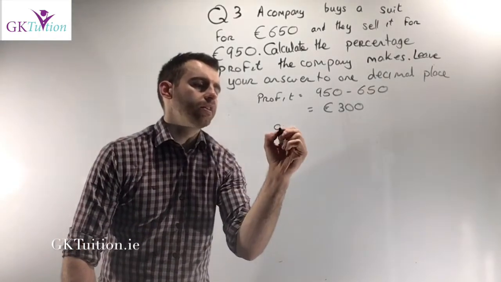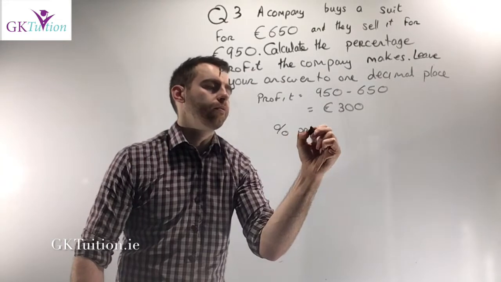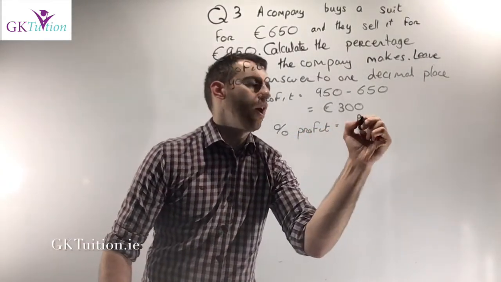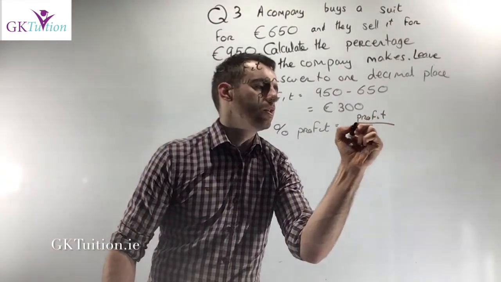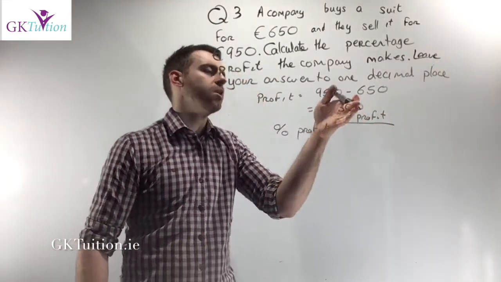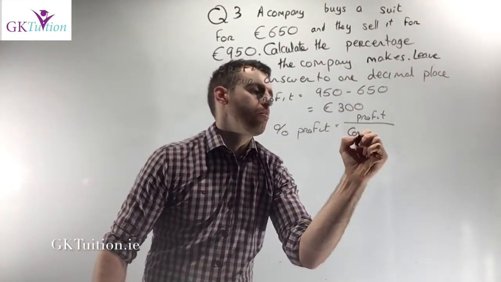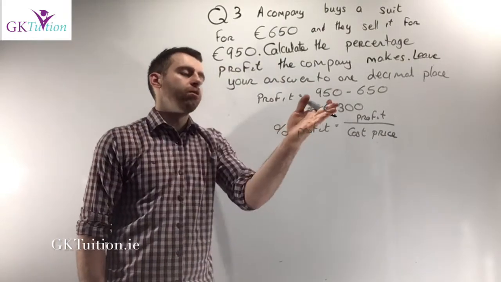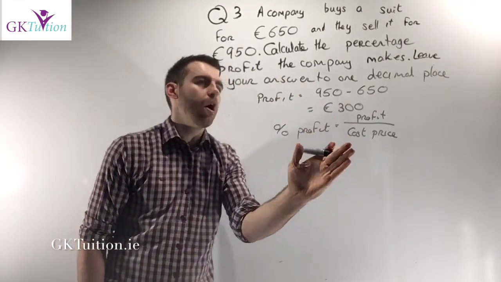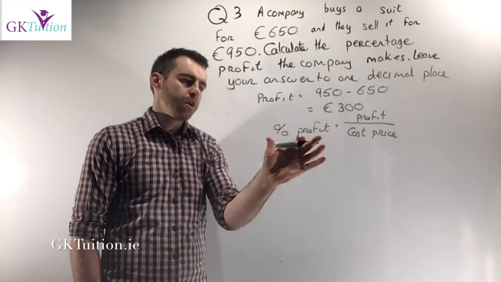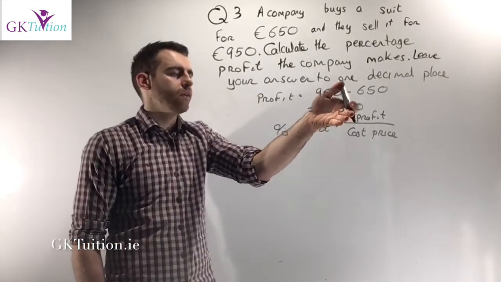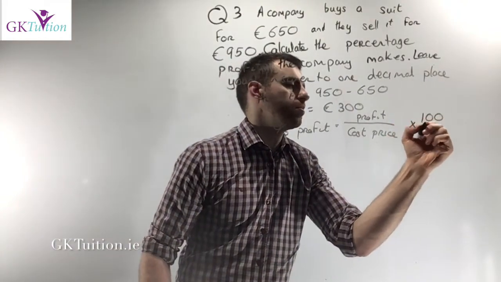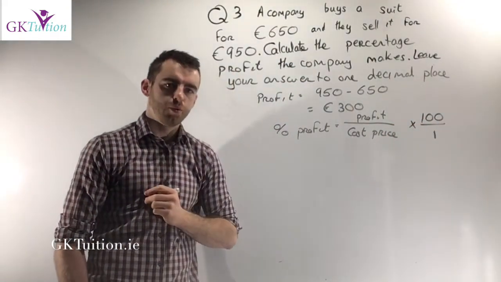To work out percentage profit, there's a formula for it. The percentage profit a company makes is the profit divided by the cost price. It's the profit divided by how much it cost them. Profit divided by cost price. It's not the selling price. They make €300 profit and the suit cost them €650. So to work out percentage profit, it's the amount of profit divided by the cost price, and then remember that to turn things into percentages, you multiply by 100 over 1.